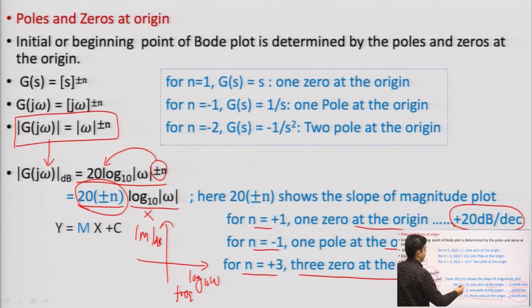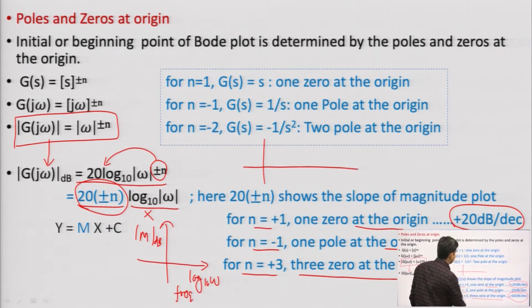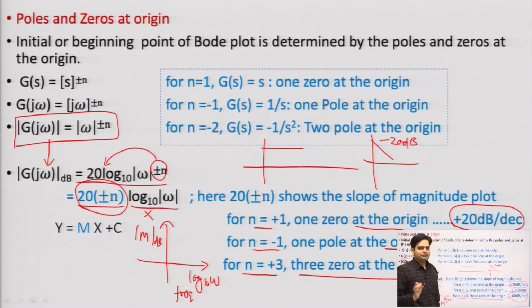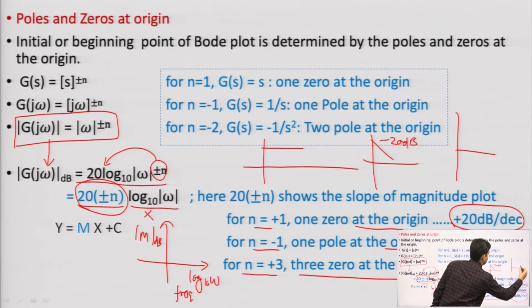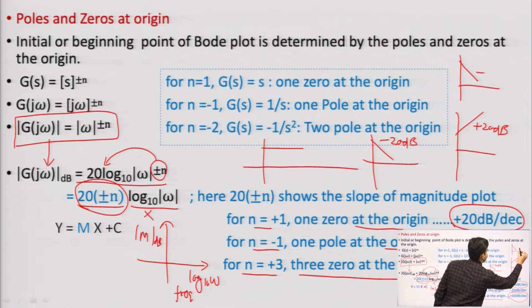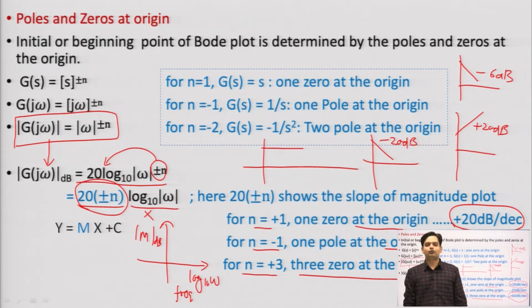Okay. If there is no zero or pole at the origin, this will start by constant value k, that is 20 log k. If single pole at the origin, it will start from this point with slope of minus 20. If single zero at the origin, it will start from slope of plus 20 dB. Okay. In the same way, if 3 poles at the origin, it will start from minus 60 dB. So, initial slope will depend on location of poles and zeros at the origin.